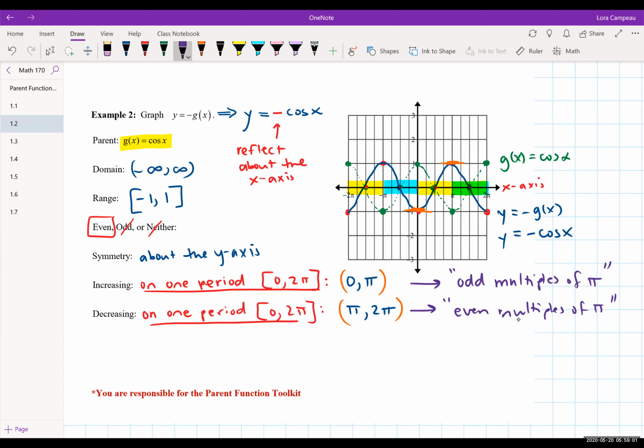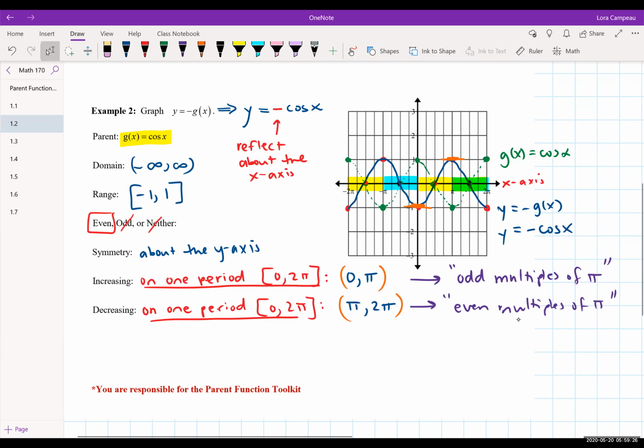And for the most part, if I ask for intervals of increase and decrease, which I don't think I will until we get to chapter 3, we have a better way of describing this. But if this is a trig function or a periodic function, you would be safe if I asked for something on one period. It's a little bit nicer to describe. So I hope that helps you out. I didn't want to throw anything too crazy into the mix.